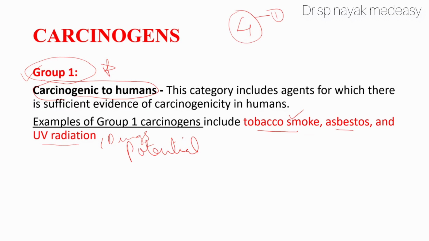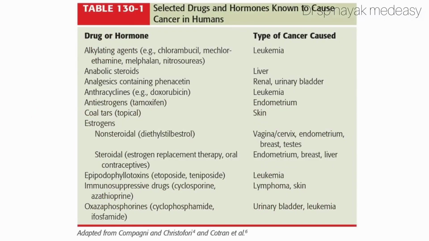Carcinogens are the agents which will cause carcinogenesis. Now you see, along with those carcinogens, we have certain drugs, hormones, and a few treatments also. In this particularly, I have taken this reference from DPRO. Here we have certain drugs and hormones. In this we have some drugs like chlorambucil, melphalan. All these are antineoplastic, cytotoxic drugs. Actually, they are used in cancer, but still they also have carcinogenic property.